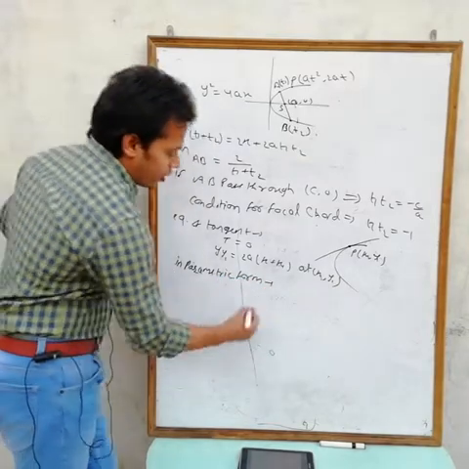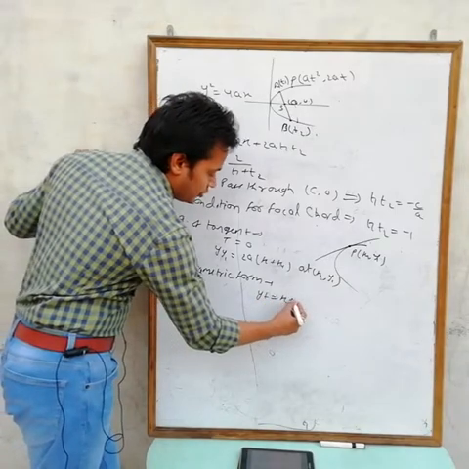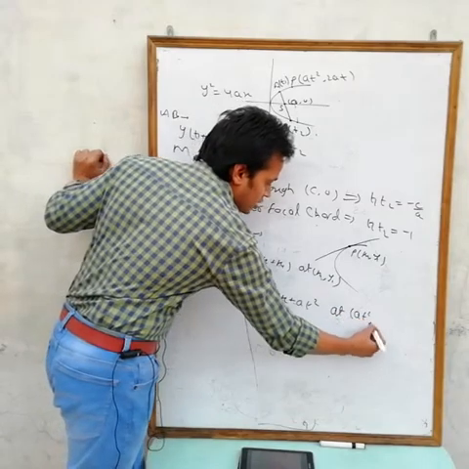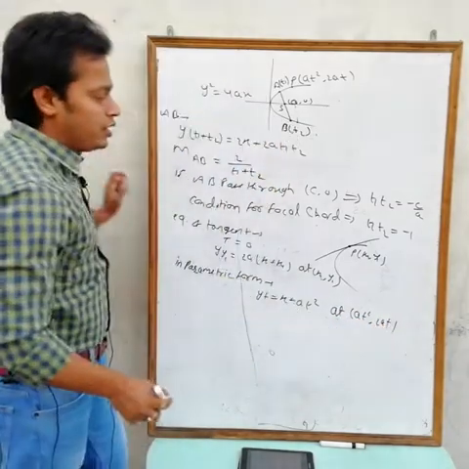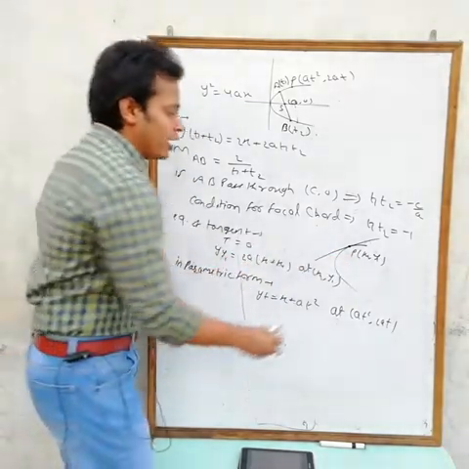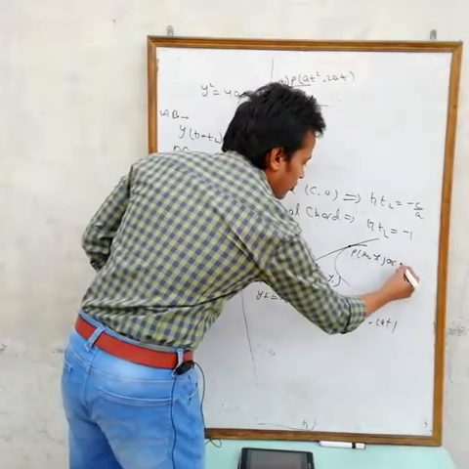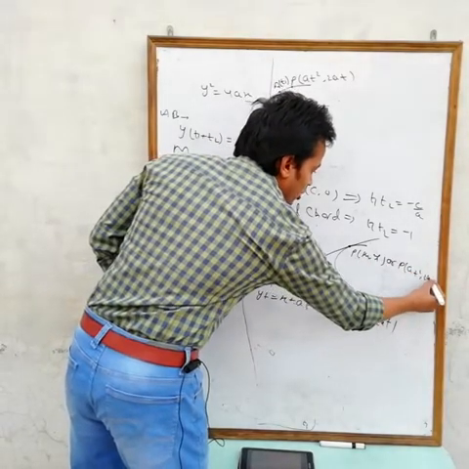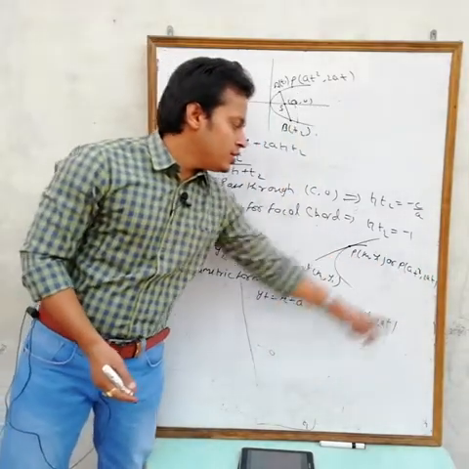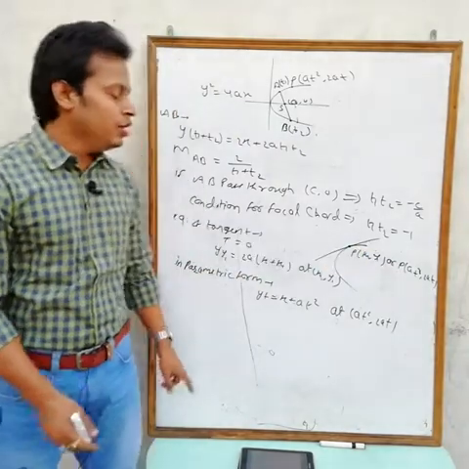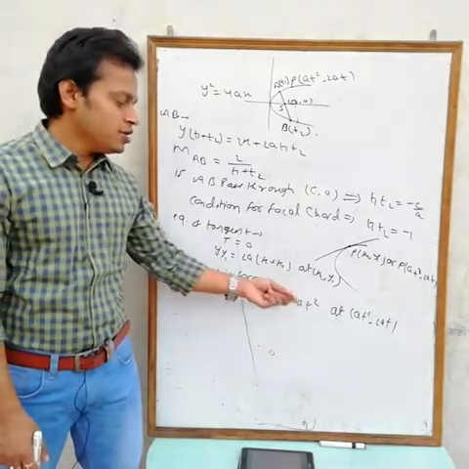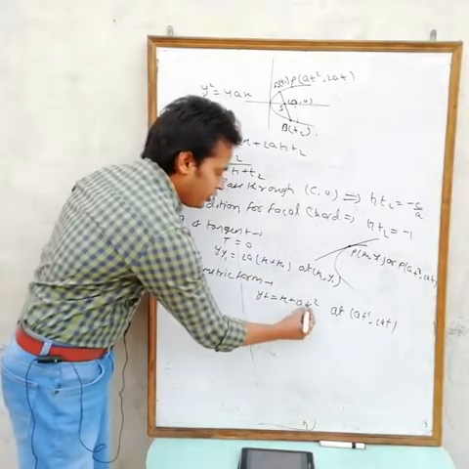Equation of tangent in parametric form is yt equals x plus at square, and here the point of contact is at square comma 2at. If you are assuming the point in Cartesian form, then this is the equation, but you can also assume this point in parametric form, at square comma 2at. If you are assuming this, then just replace x1 with at square and y1 with 2at. If you put y1 as 2at, 2a cancels out, then yt equals x plus at square. This is the equation. Okay?